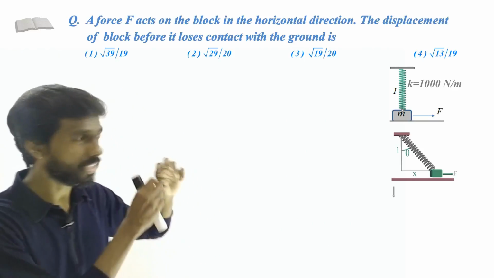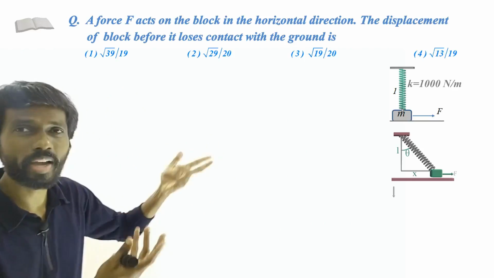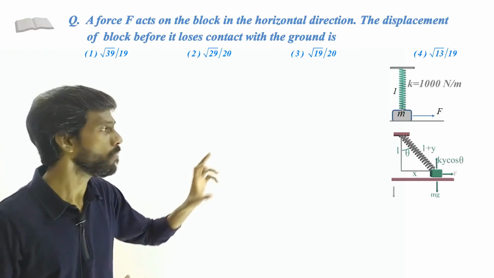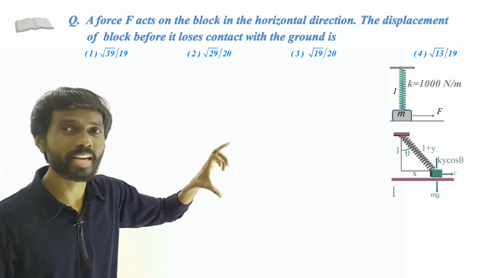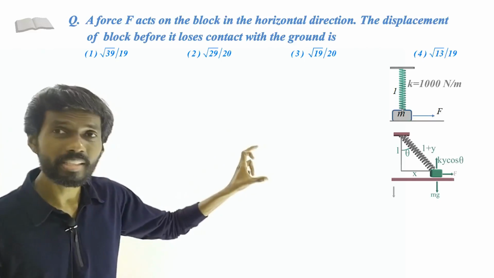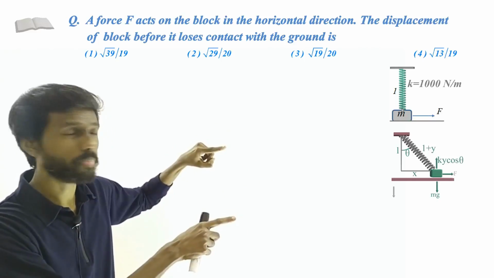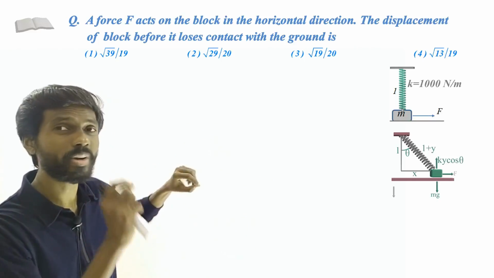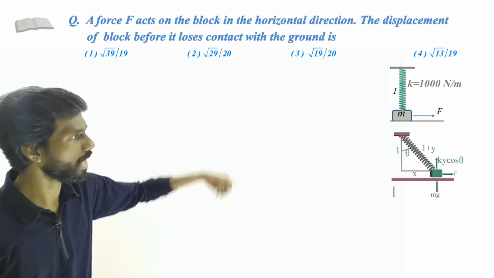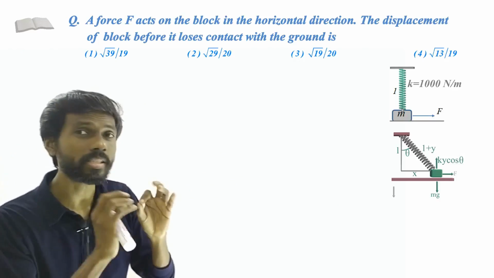What is that elongation? That is taken as y. L is the natural length, so the length is L plus y, or 1 plus y. 1 is the natural length, so 1 plus y is the total length of the spring, but y is only the elongation. Now this is the natural length and this distance is x. That x is what we need to find.